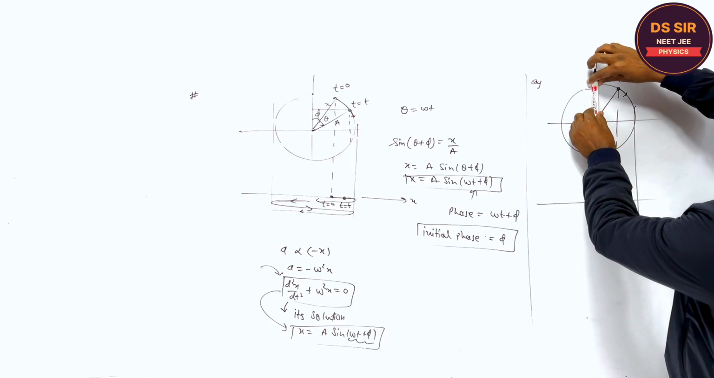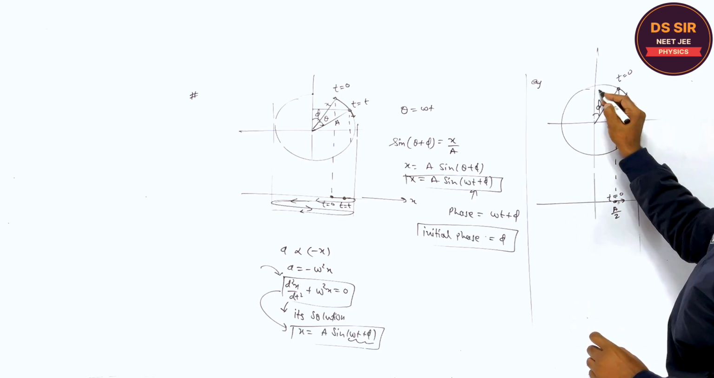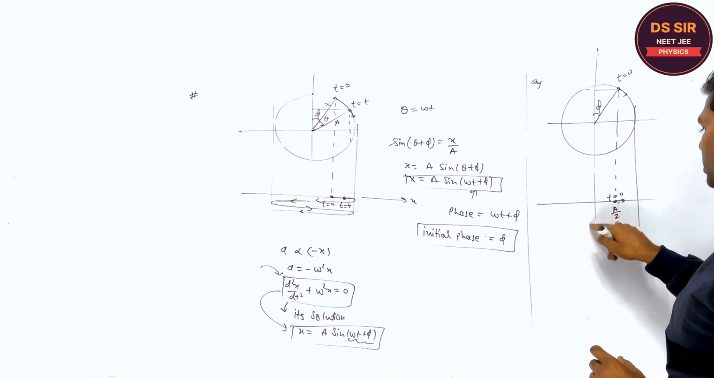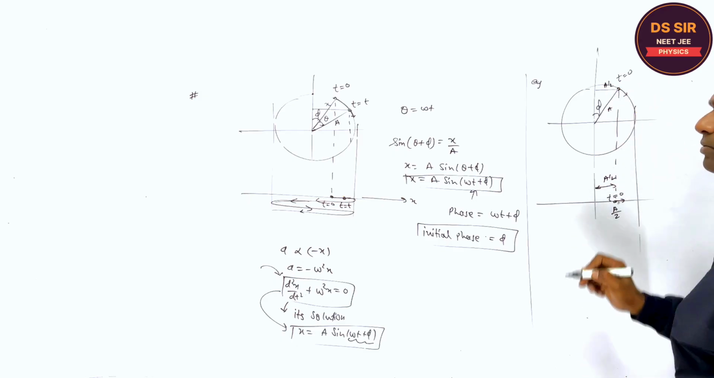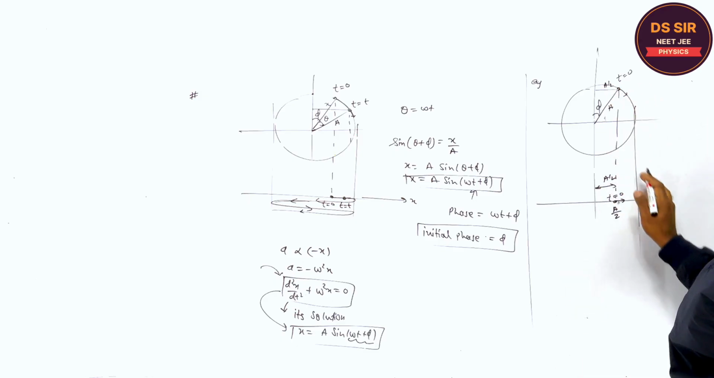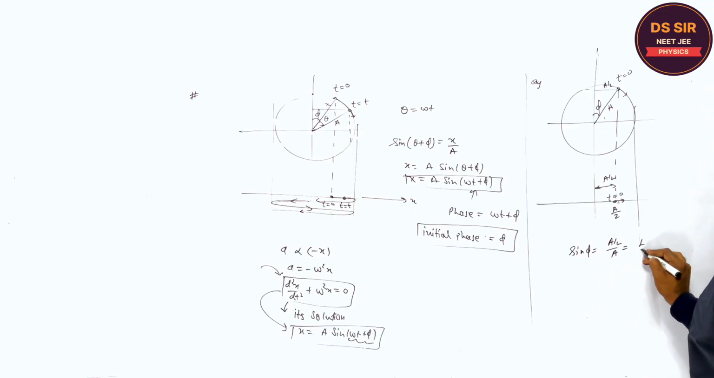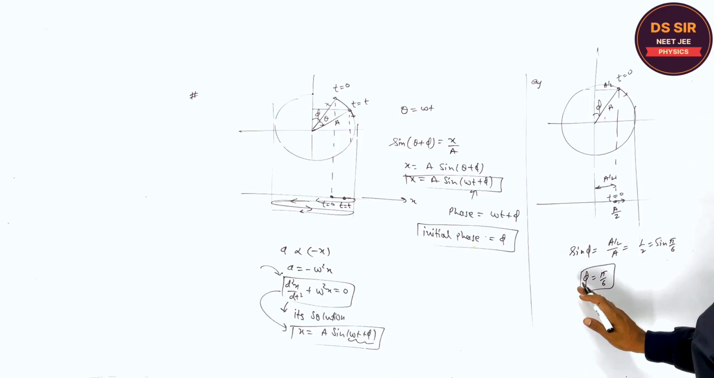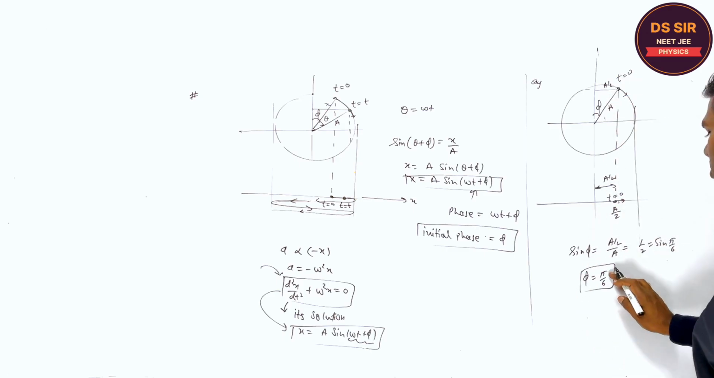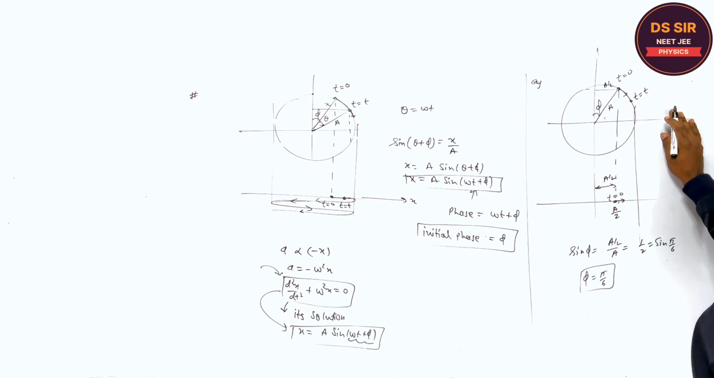Initial phase means the angle made by this vertical line to this vector. So what is this phi? This is A by 2 distance, this is also A by 2 distance, and this is A. Are you getting or not? So what is sine phi here? It is equal to perpendicular upon hypotenuse. It is sine pi by 6. So what is the initial phase here? Say pi by 6. Is it clear or not? So the initial phase is pi by 6, and after some time it will move, t is equal to t.